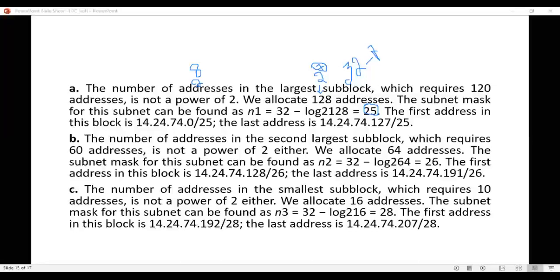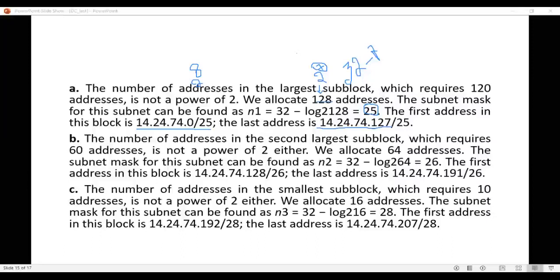The first address in this block is 14.24.74.0, and since it will have 128 addresses, the last address is 14.24.74.127. So the first block will be assigned the addresses from 14.24.74.0 to 14.24.74.127. Understood, right? 0 to 127, that is 128 addresses, and the mask is 25.